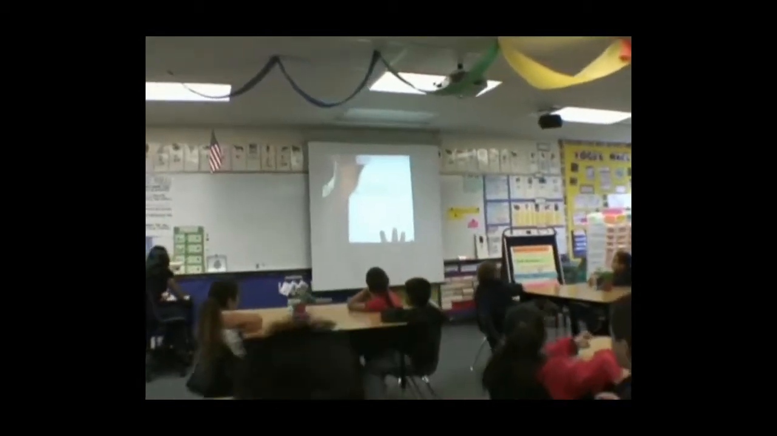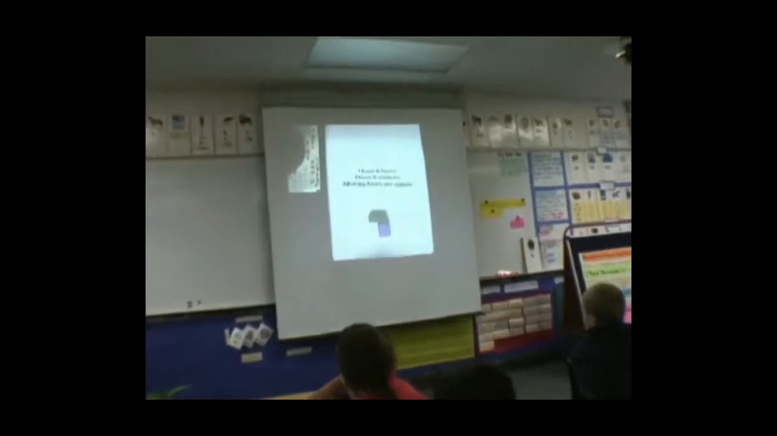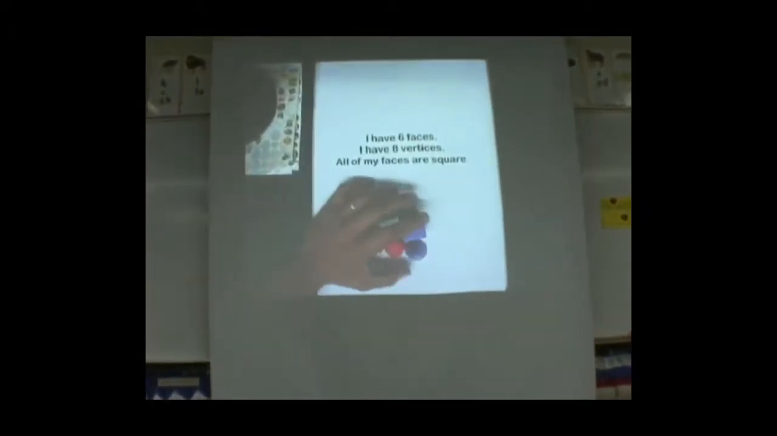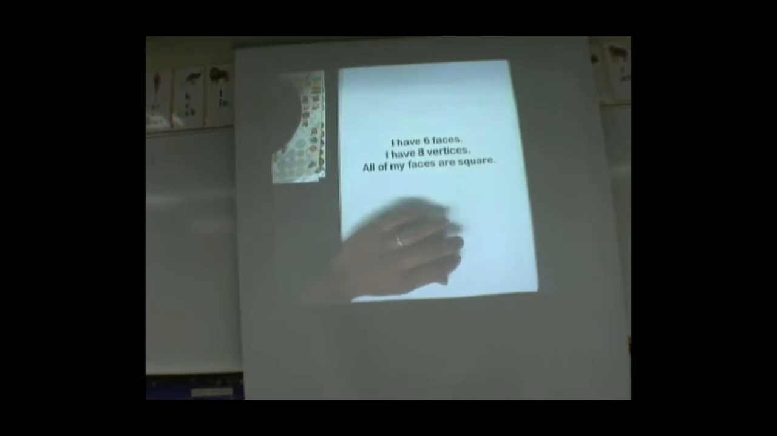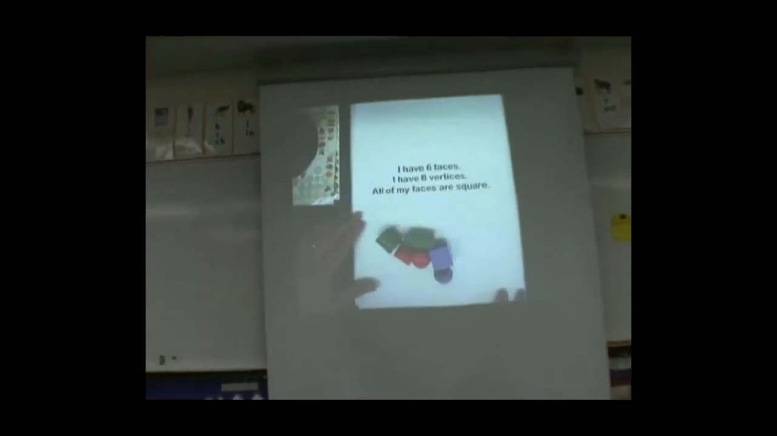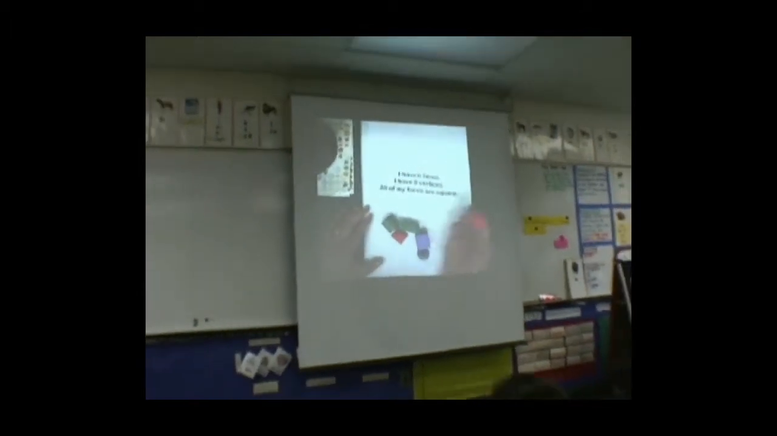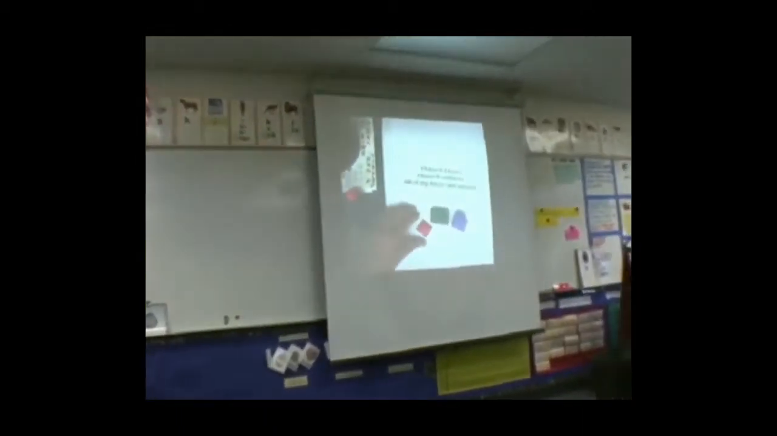So let's take a look at the first clue. I have 6 faces. Well, the first thing I'm going to do is use process of elimination. That means that I'm going to figure out which shapes do not fit the clue, and that's going to help me narrow it down. So I have 6 faces. Well, let's see. I know that it can't be the sphere because a sphere has 0 faces. Now I'm left here with the cube, the rectangular prism, and the pyramid.